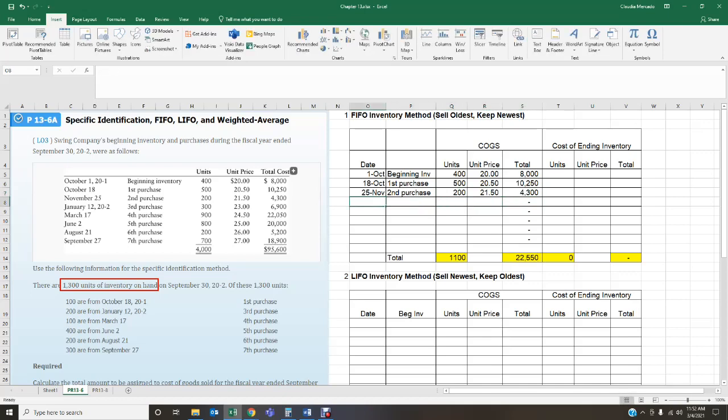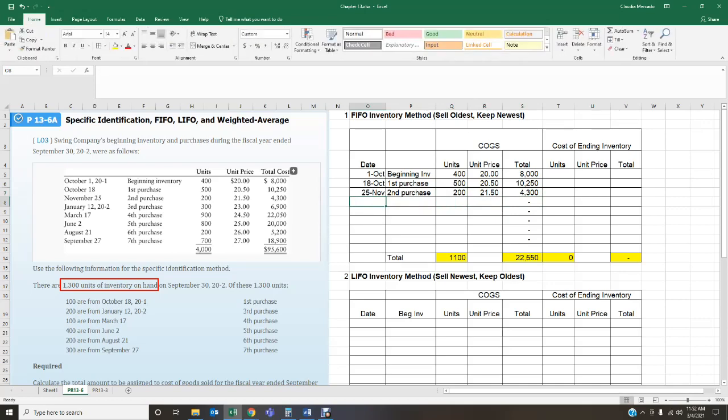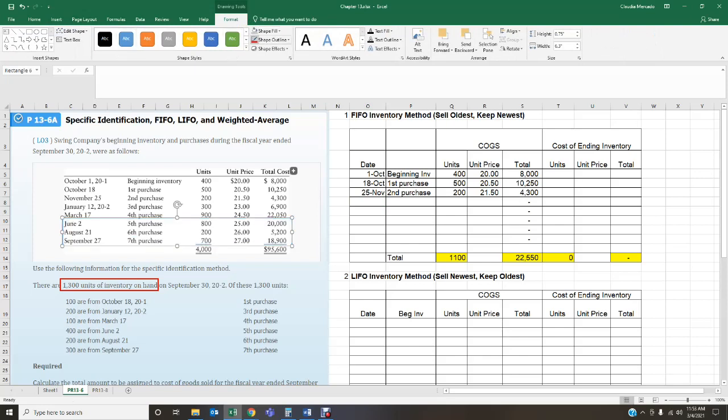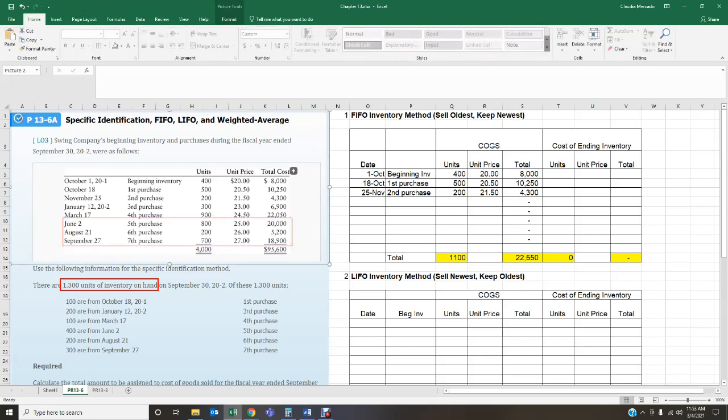So I know that I've sold these units. Let me just mark it here. I know that the units that I kept are in this quadrant right here. Those are the units that I kept. Those are my units that I'm going to be putting over on my cost of ending inventory. Everything else I've sold. Once we get to that fifth purchase, I know that 400 I sold and 400 I kept, but we're not there yet. So the whole top up to the fourth purchase are items that we sold.